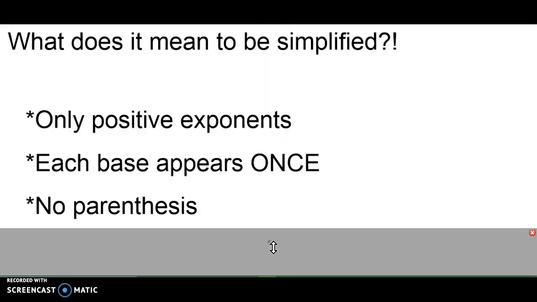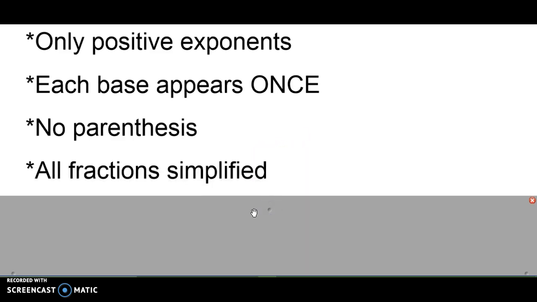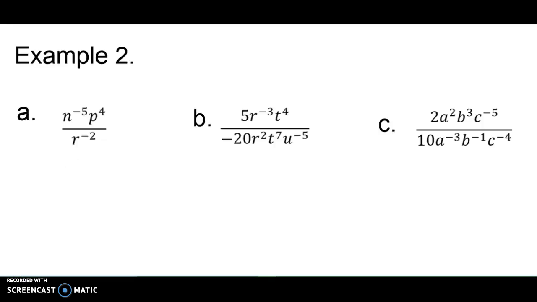Third thing, no parentheses. We don't want any powers of powers. There should be absolutely no parentheses in your final answer. And then finally, all of our fractions are simplified. So if you go through those 4 things to make sure that you have a simplified answer, you should be golden. Okay, so go ahead and pause the video, try these out if you'd like, and then we'll go over these together.